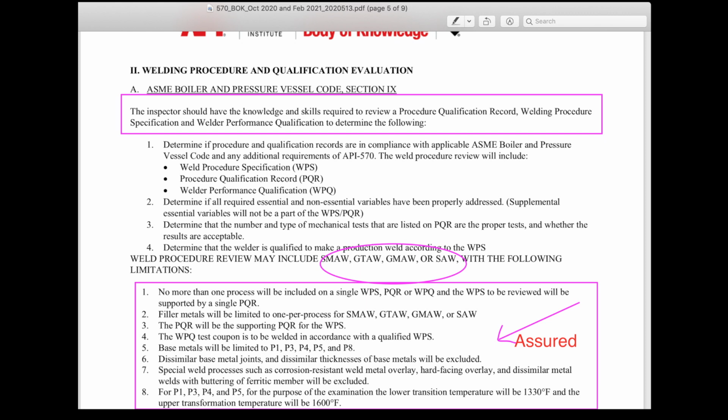In the exam, what they will ask is, there will be one WPS, and a PQR related to that WPS will be given. So you have to find out the mistakes in that.